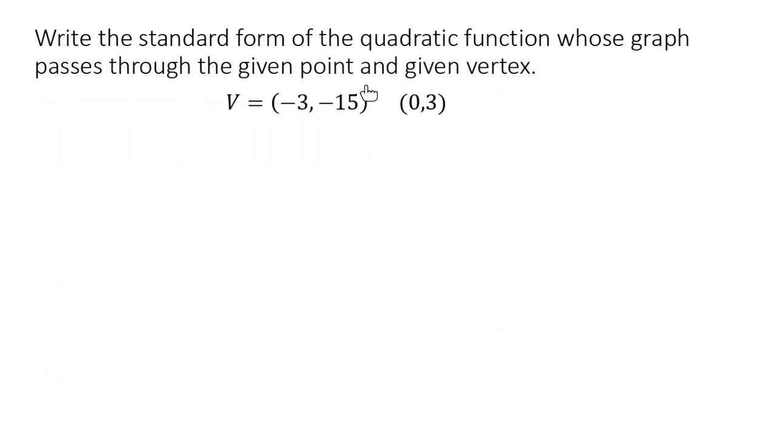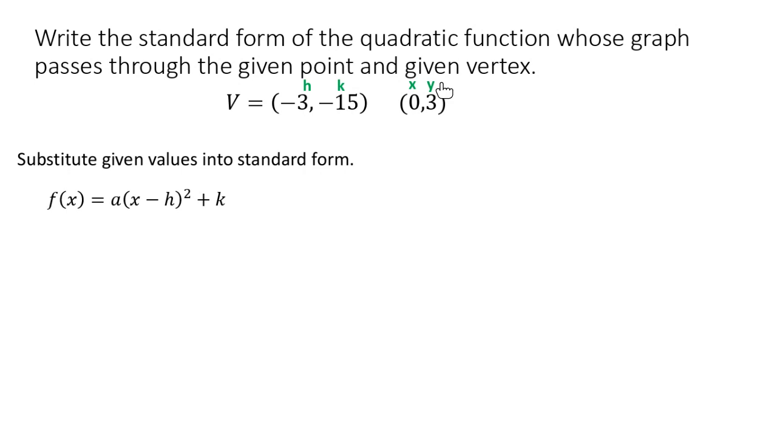Let's say that they're giving me the vertex, negative 3, negative 15, but I want this parabola to go through the point 0, 3. So I have all the values, just like the example before. This is my h, this is the k that's given to me. I just need to have one value in order to come up with my whole equation. And the point that they're giving me is an x value of 0 and a y value of 3.